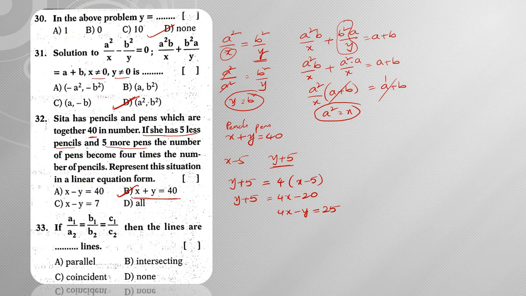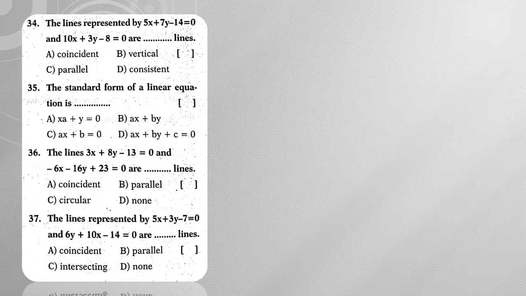Next, if a1 by a2 is equal to b1 by b2 is equal to c1 by c2, then the lines are coincident lines, right? Coincident lines are also called a dependent system, right? Next, moving on to question number 34. The lines represented by 5x plus 7y minus 14 is equal to 0 and 10x plus 3y minus 8 is equal to 0. So let us check.